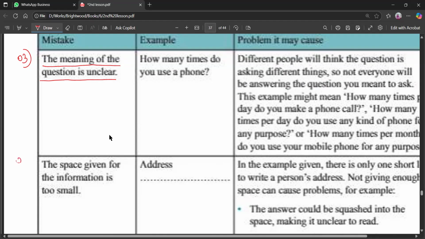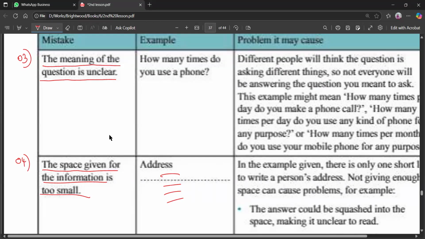And next thing, they do not provide proper space. Here for the address, they provide only one line. The address may take 2, 3 lines, and sometimes they are sharing the postcode also. So the address should have 2, 3 lines like here, not only one. So like that, they are not giving proper space.